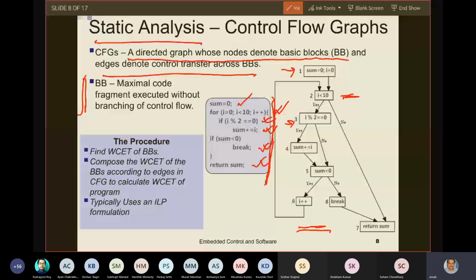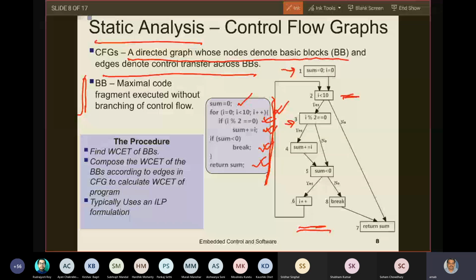And then your sum equals sum plus i. Are you there with me? Your i percent 2 is a basic block, and because it is a condition, if i percent 2 equals 0, you do something; if false, you do something else. Hence, you have another basic block, because this is a conditional statement. So the next statement is another new basic block. So sum plus i becomes another basic block. Likewise.